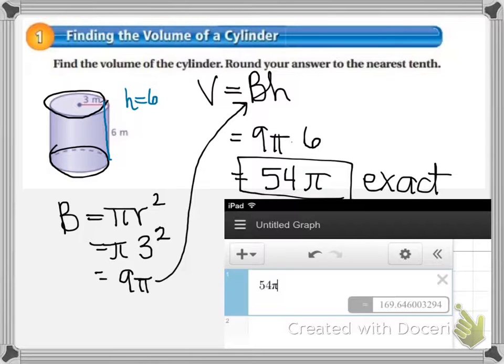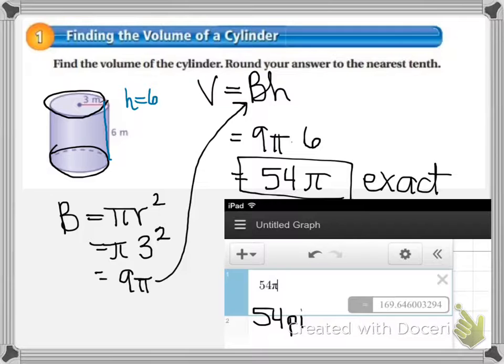One of my students taught me how to insert pi. You can just type in pi. So what I actually typed in was 54, and then I brought up the little keyboard and typed in pi like that. It doesn't have an E, and then it brings up this.